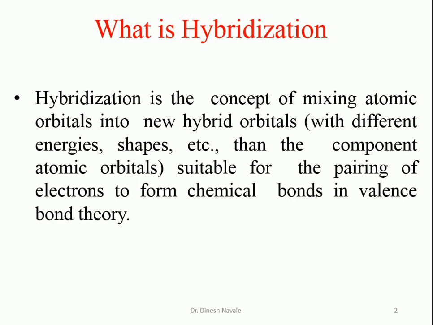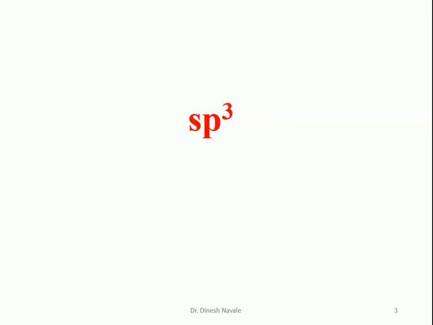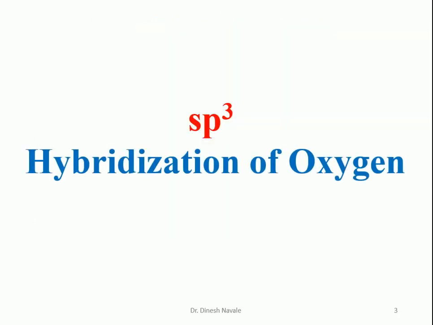Then how is that hybridization going to take place in the case of the oxygen atom? So for the oxygen atom, we are going to discuss the sp3 as well as the sp2 hybridization in detail. First, we will see the sp3 hybridization of the oxygen atom.